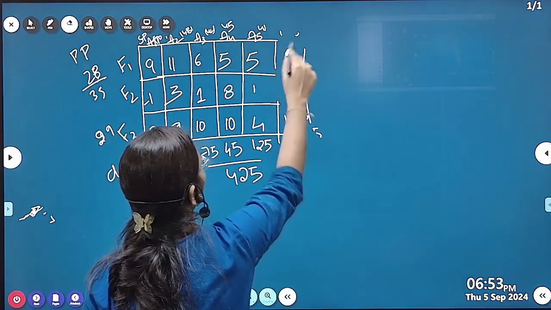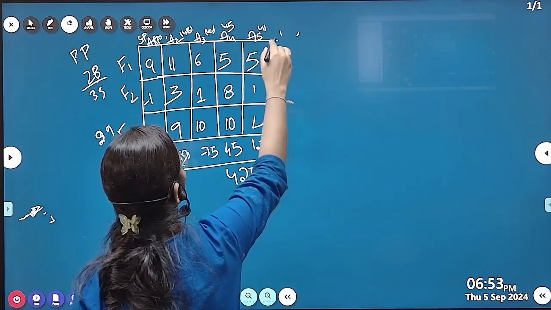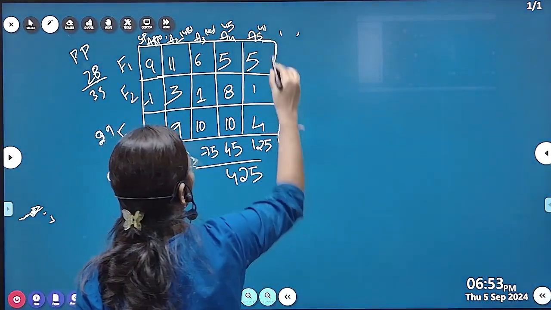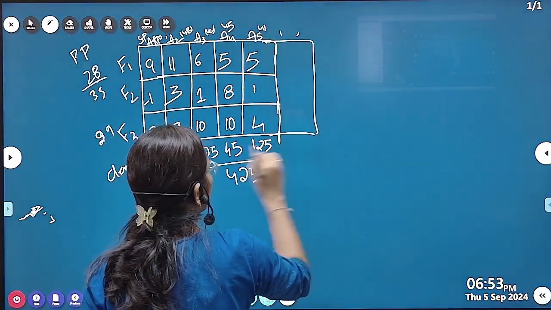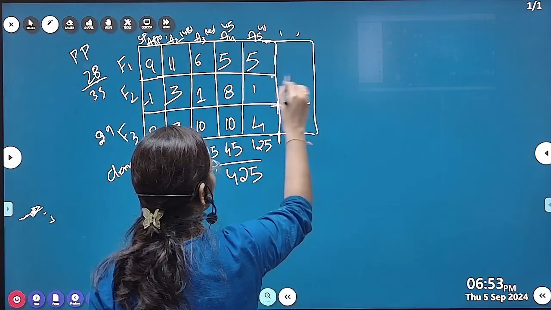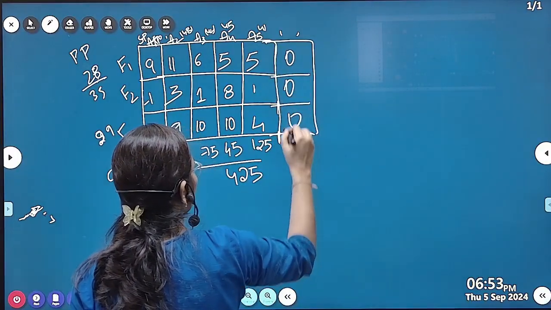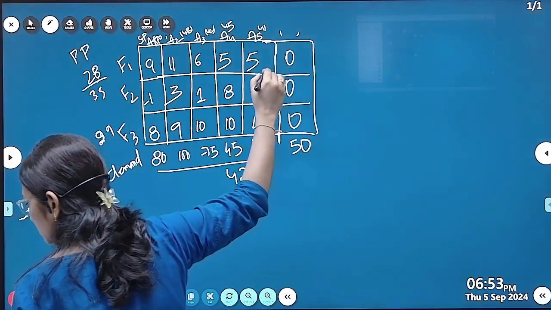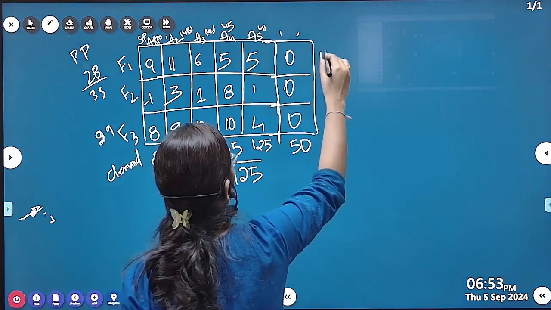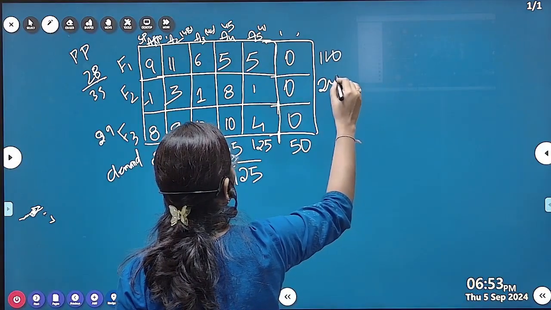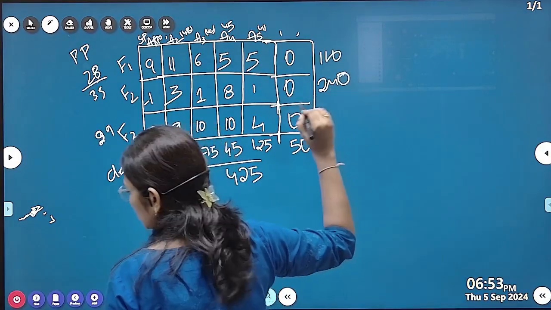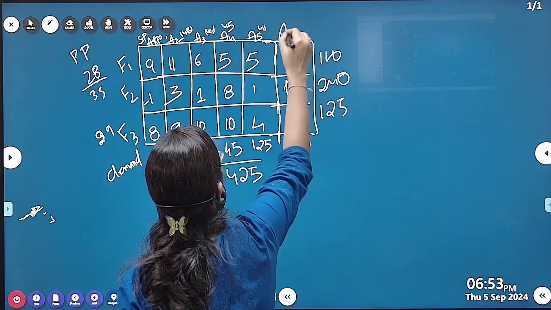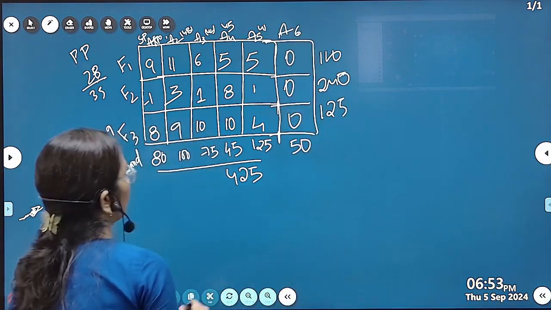So we need to introduce a dummy matrix, because the difference is getting 0, 0. What's the difference? 50, right? So tell me these values: 110, 240, 125 and 125. So this will be A6.